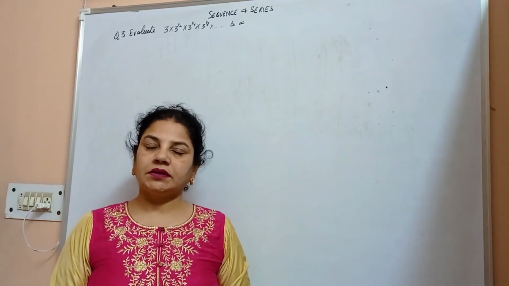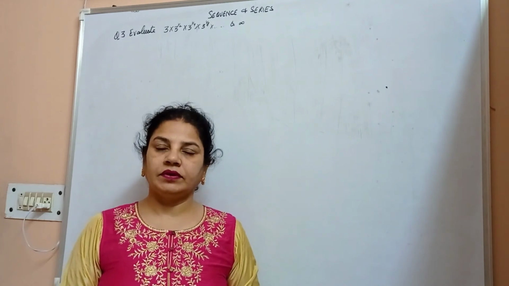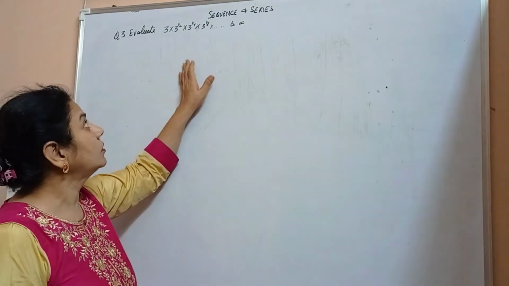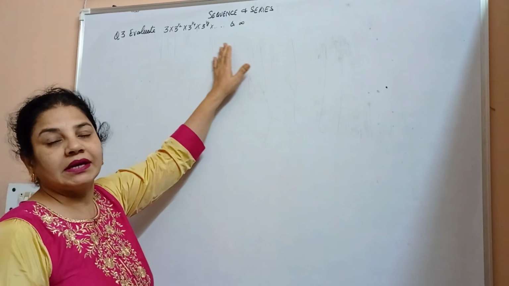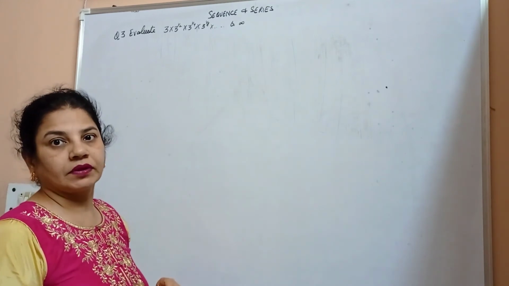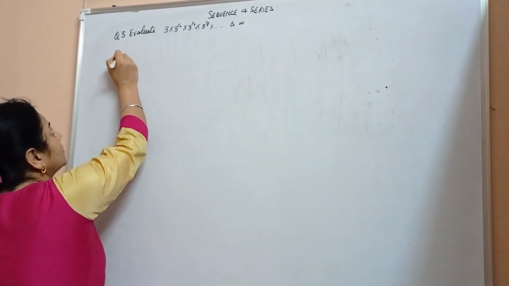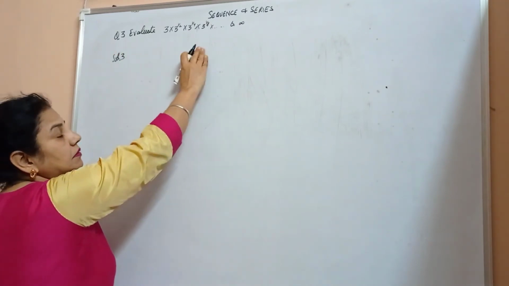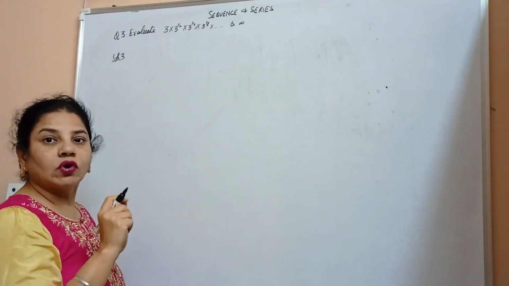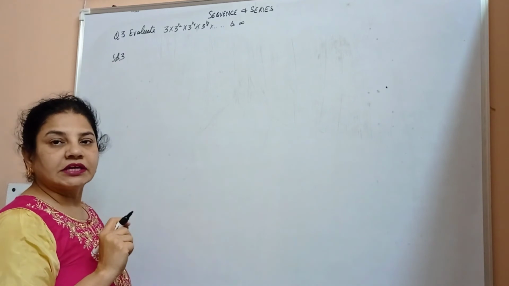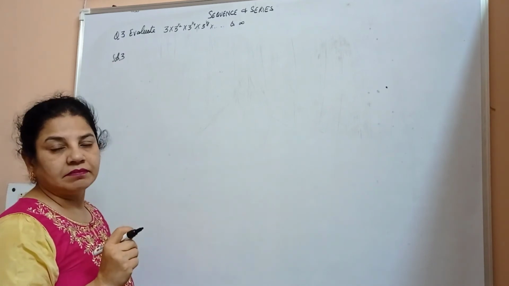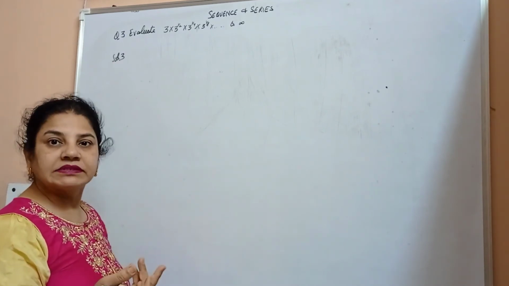Evaluate 3 multiplied by 3 to the power 1/2, multiplied by 3 to the power 1/4, multiplied by 3 to the power 1/8 and so on to infinity. Now observe this carefully. Each term is being multiplied and they have the common base 3. In exponentials, we know that if the bases are the same and they are being multiplied, the powers get added.